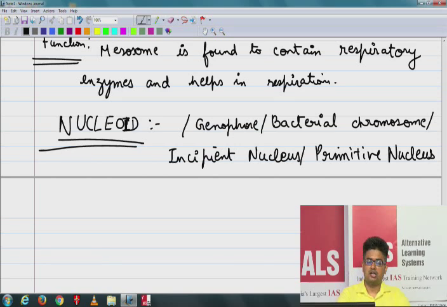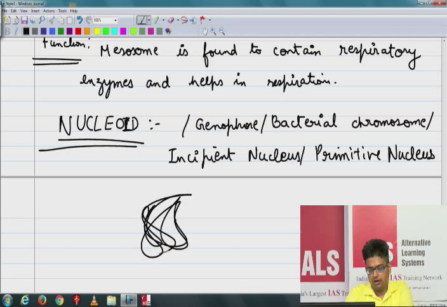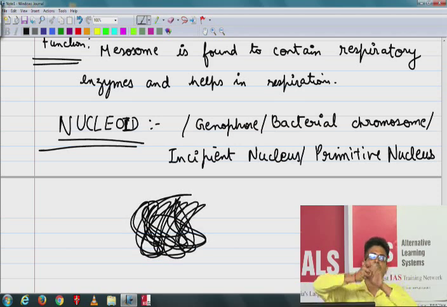And how does it look? It looks like a complete mess. Like you take a lot of thread and you fold it like this and that. Or just try to take out your headphones from your pocket, and those headphones will look just like nucleoid. So it's a random mass of, actually not fiber, a random mass of DNA. Actually, nucleoid contains double-stranded circular covalently closed DNA.